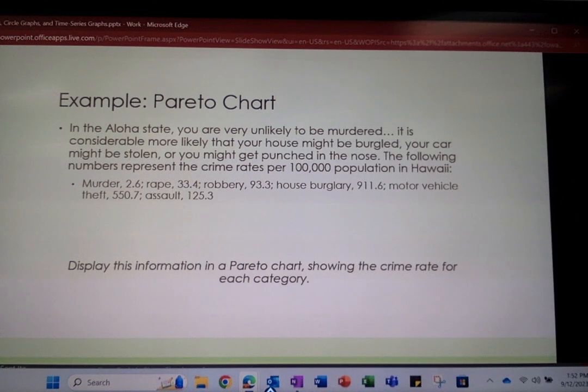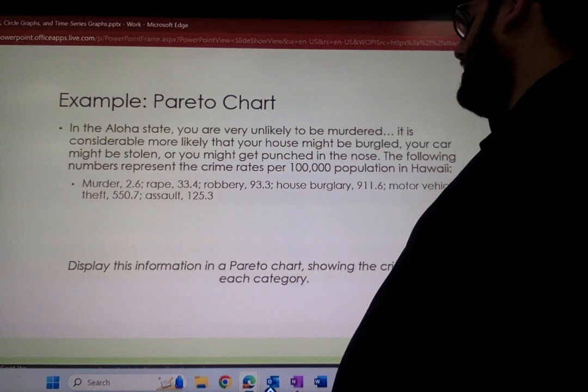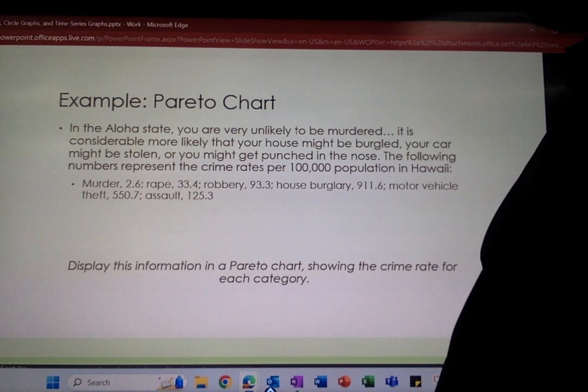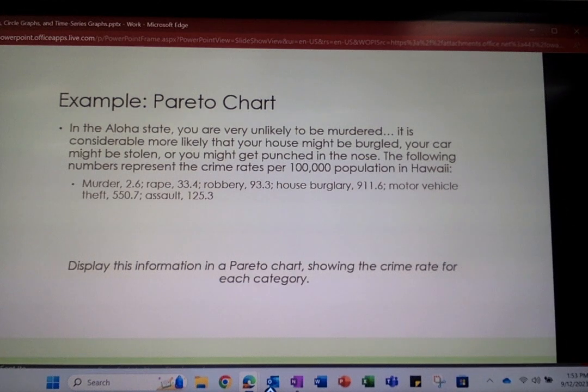So for every 100,000 people in Hawaii, 2.6 are murdered, 33.4 are raped, 93.3 are robbed, 911.6 have their house burgled, 550.7 experience motor vehicle theft, and 125.3 are assaulted. So we're going to organize this in a Pareto chart showing the crime rate for each category.